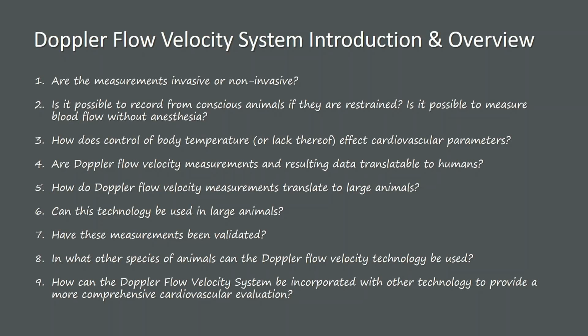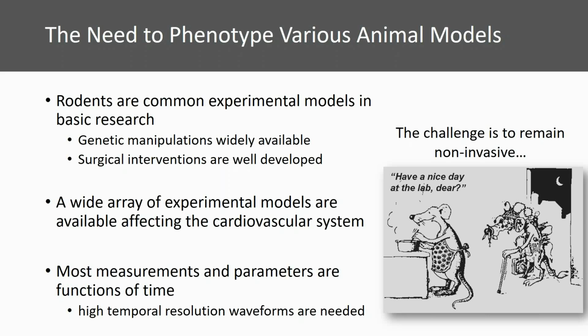During the first part of the webinar, the presentation will respond to a number of questions that came in with regards to the basics of how the Doppler flow velocity system works. In answering these questions, I hope to provide you with an introduction and overview of the system. I suspect that most of you are working with rodents, as Martin confirmed with the poll responses that were presented earlier, or other small animals within your research. This is mainly because a wide variety of genetic and surgical models have been developed within these rodents.